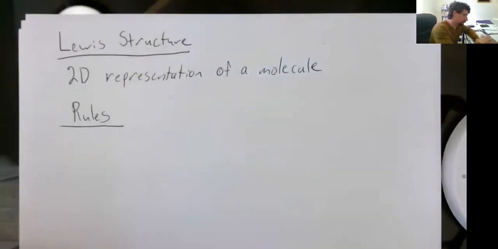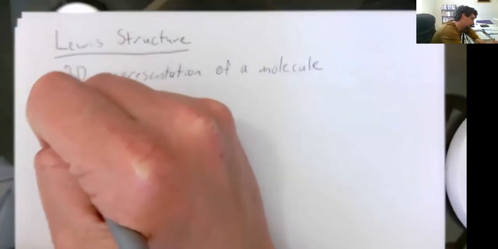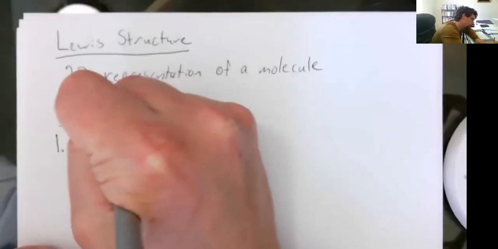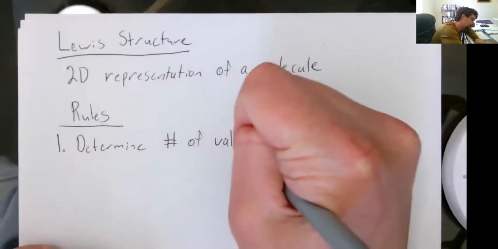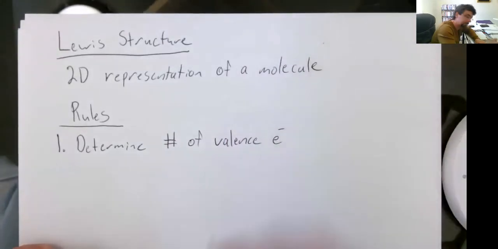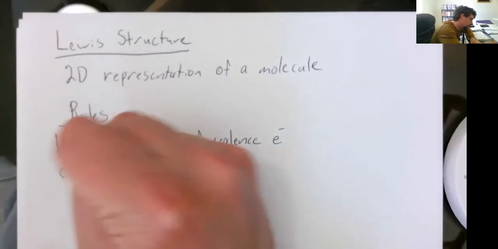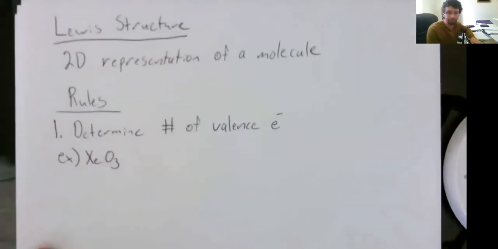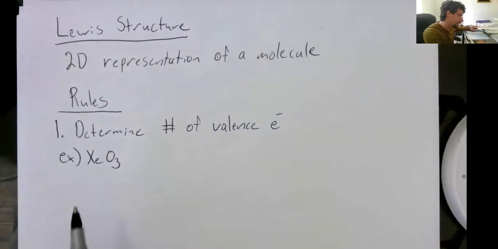So the very first rule is you have some molecule with some molecular formula, and you have to determine the number of valence electrons. As an example, let's consider xenon trioxide, XeO3. We have to determine how many valence electrons this system has.